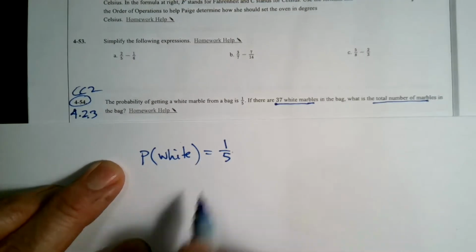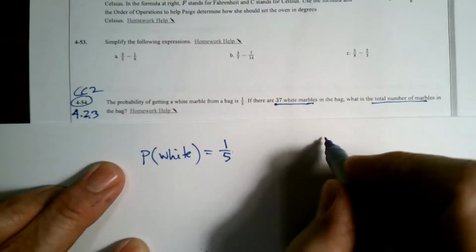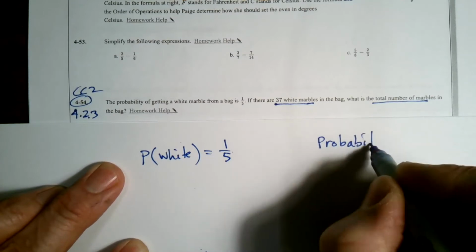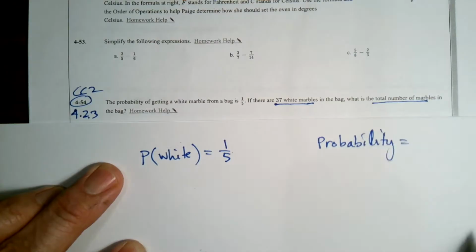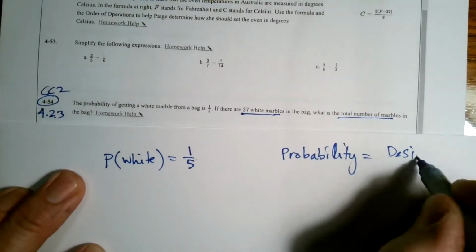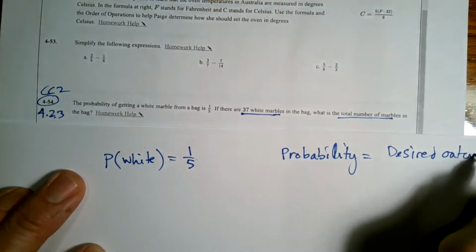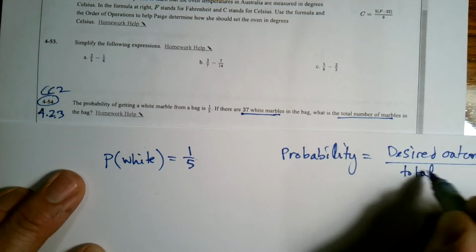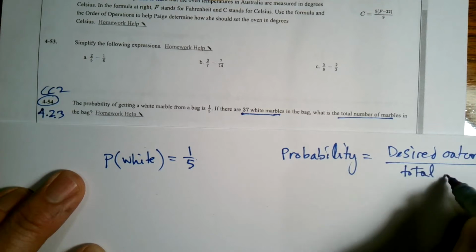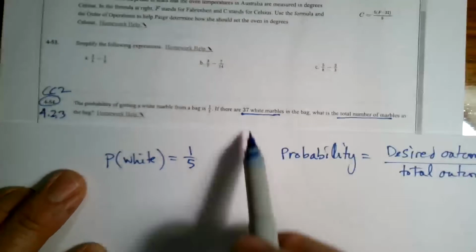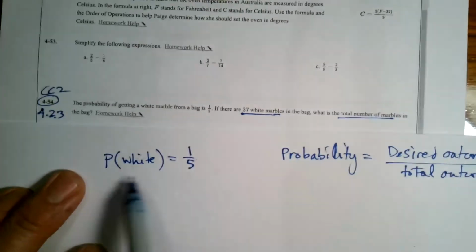Well, one thing about probability we know, and I'll write it over here. Probability is always what? It's always the desired outcomes all over the total outcomes. So the desired outcomes. Here I have probability is 1/5 for white.